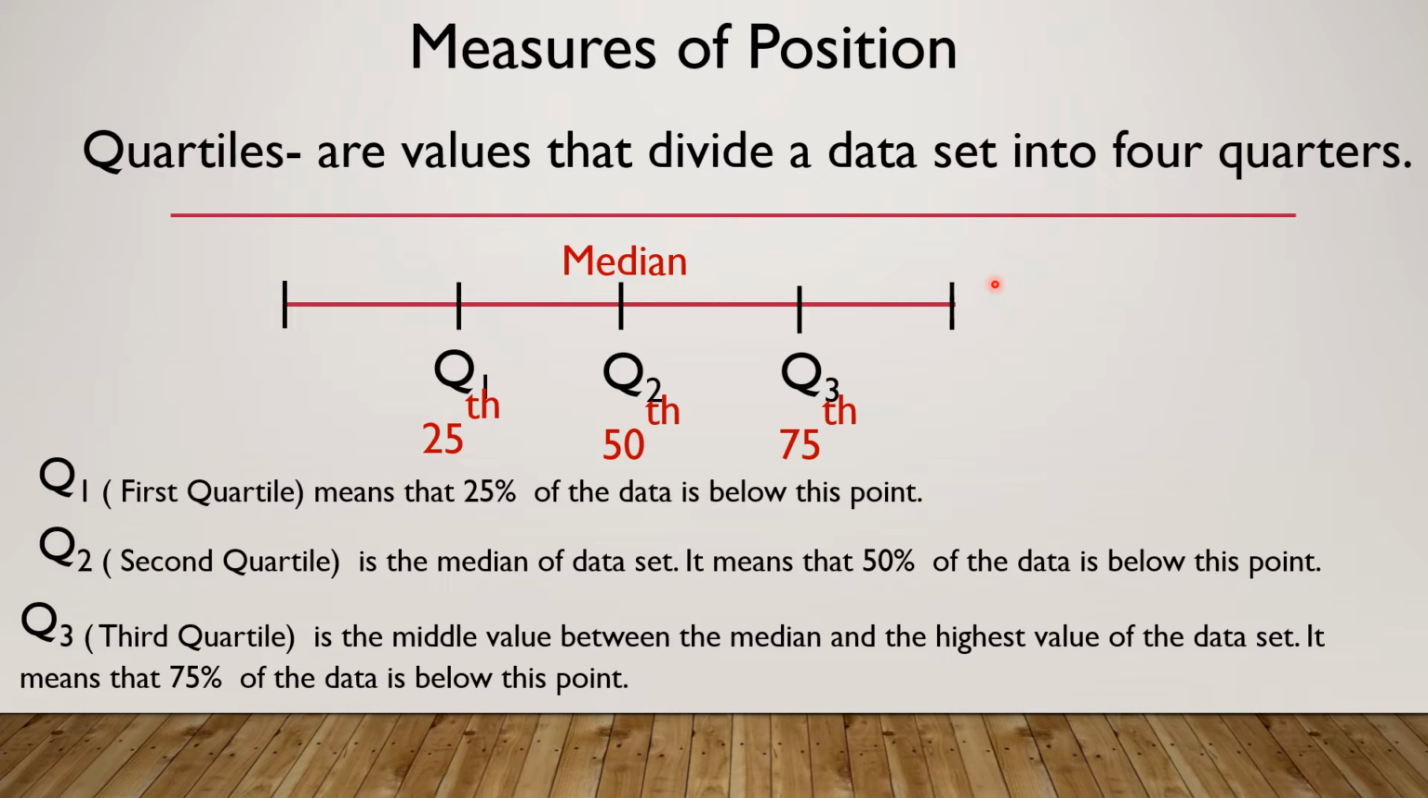Okay, because this is 75. So there is 25 here, and this is 75. From 0 to here, 75. From here up to here, that is 25 only.